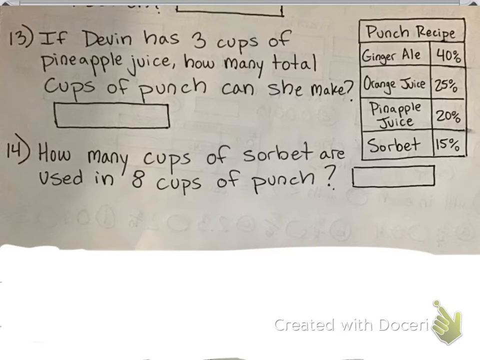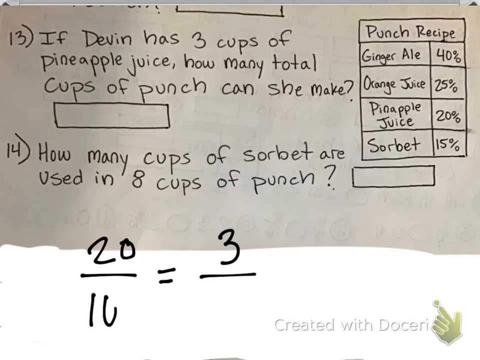If Devin has 3 cups of pineapple juice, how many total cups of punch can she make? Now, I have 3 cups. Is that the part or is that the whole? Raise your hand, Trey. It is not the whole, it is the part. We know that because it says total cups, total is whole. We don't know what it is. Now, pineapple juice. What's the percent of pineapple juice? What is it? 20 over 100.